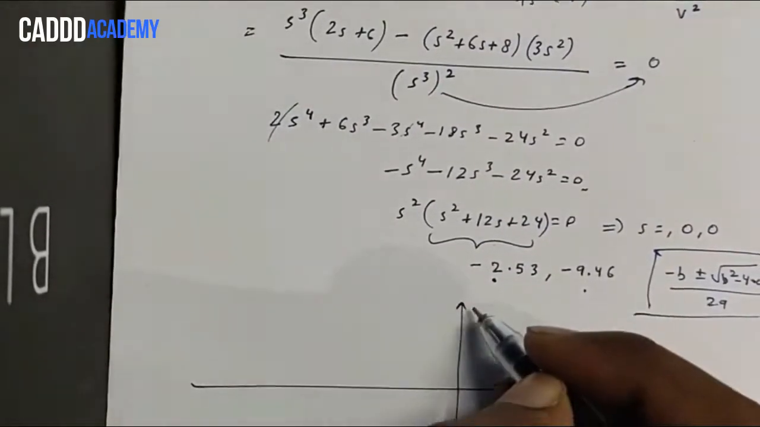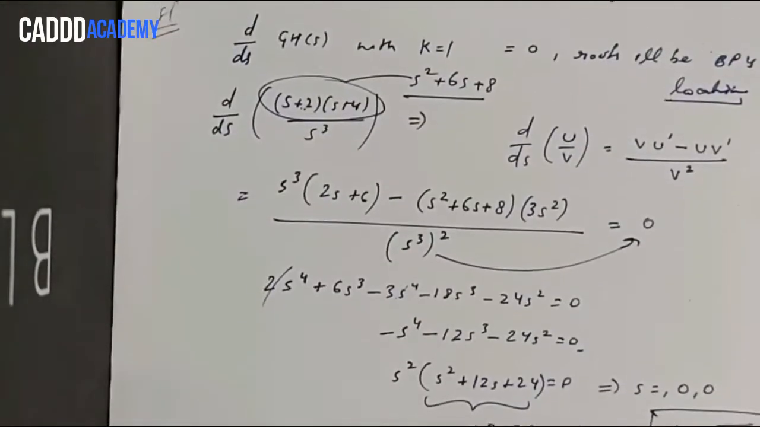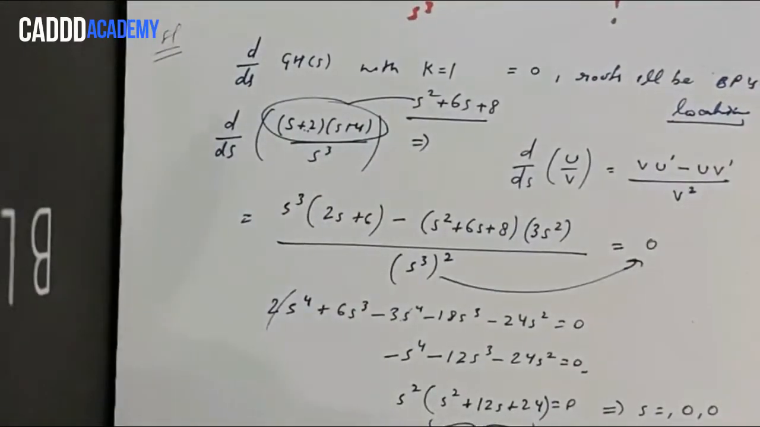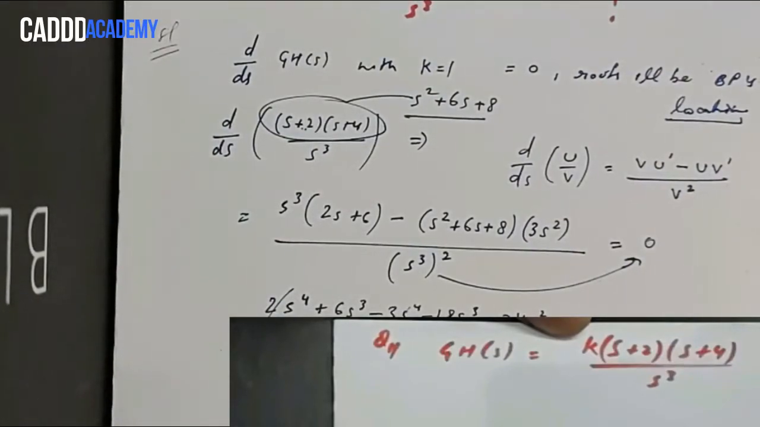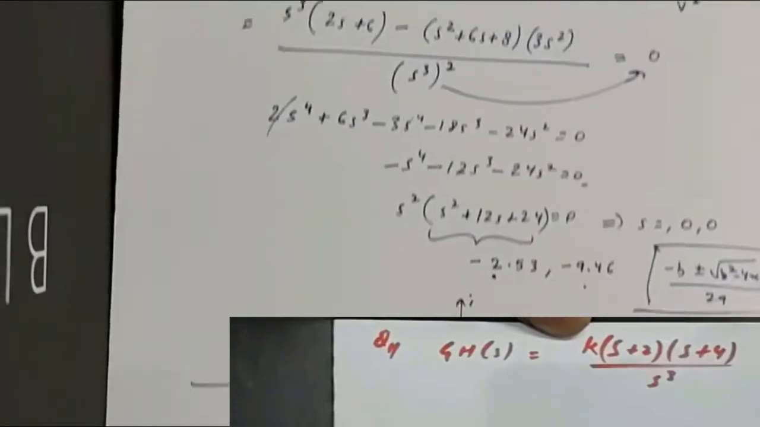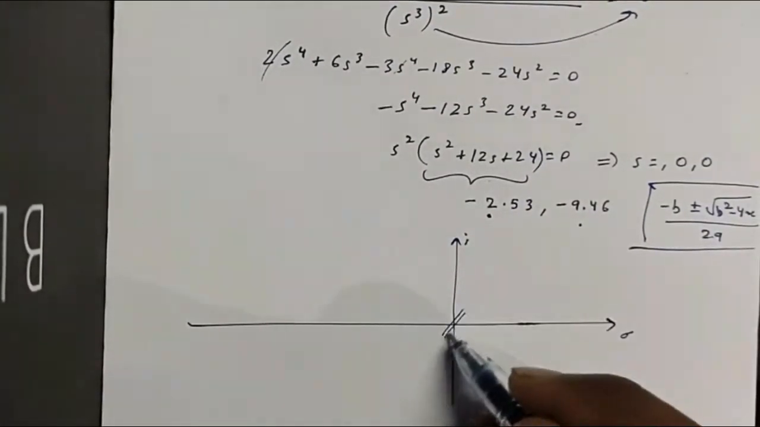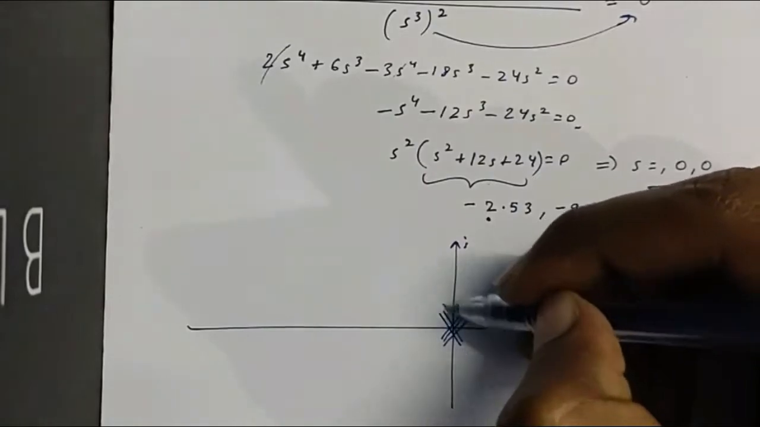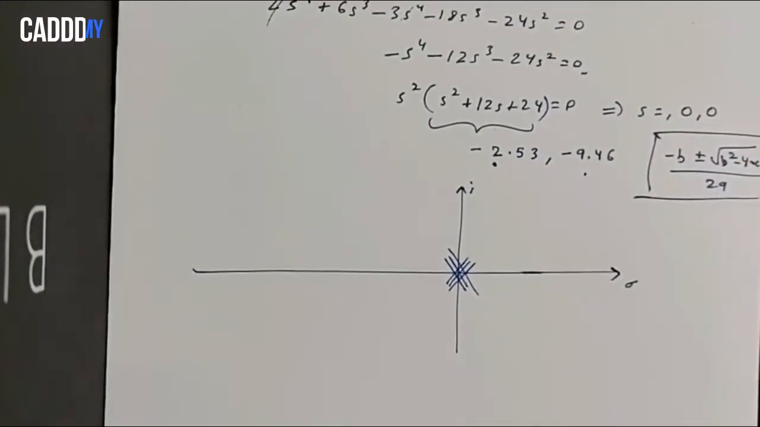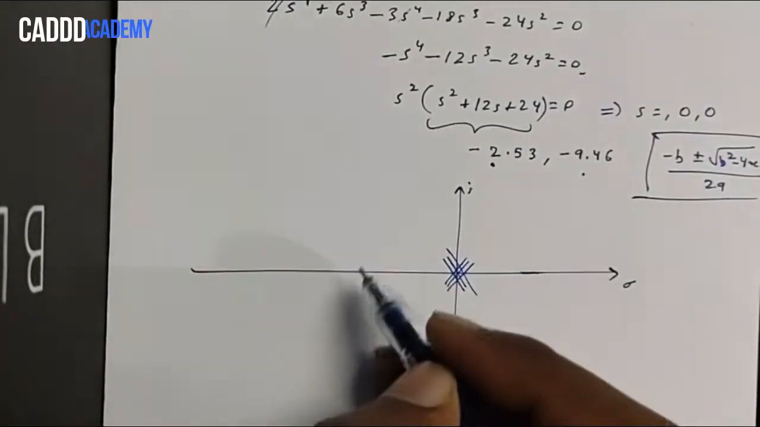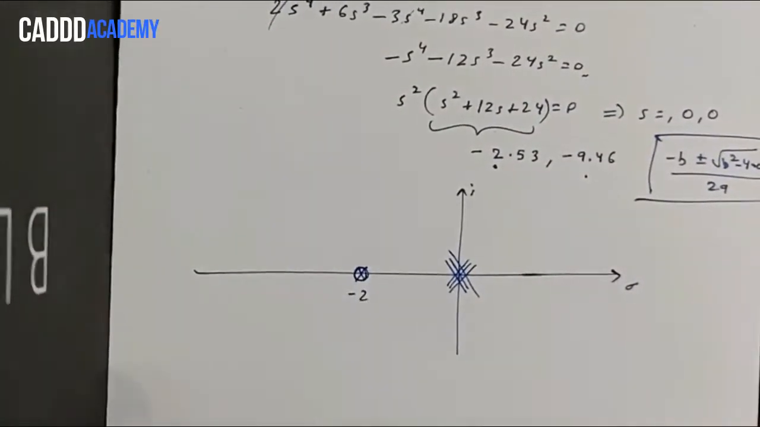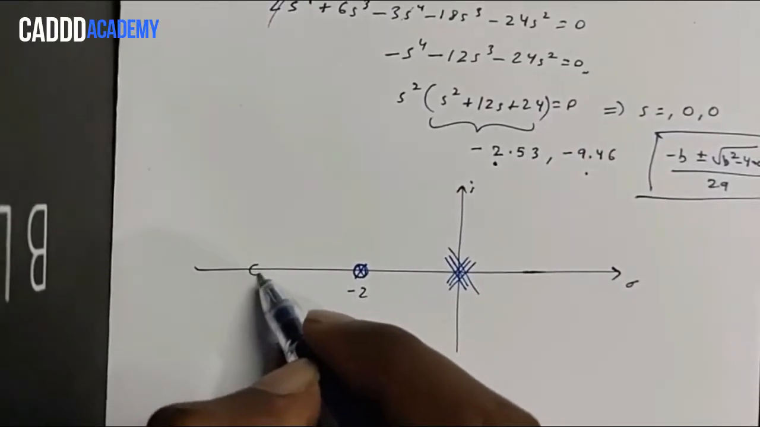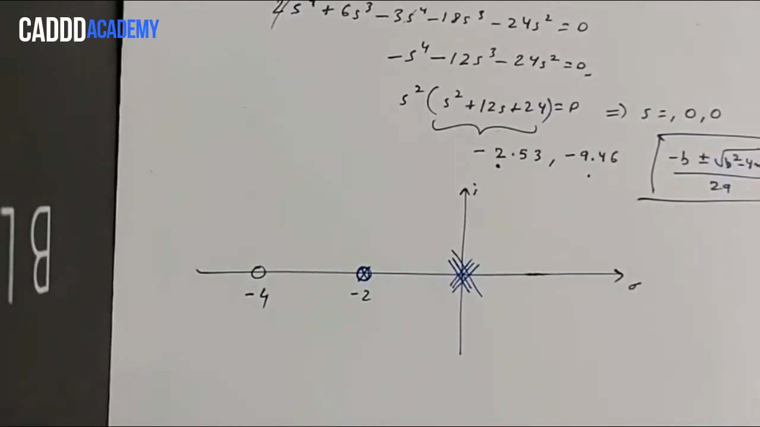So this is the real axis, this is the imaginary axis. This is the transfer function, and by seeing the transfer function we can say that we have three poles at the origin, one zero at -2 and one zero at -4. So three poles at origin, one zero at -2 and one zero at -4.